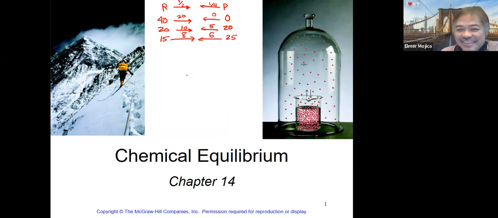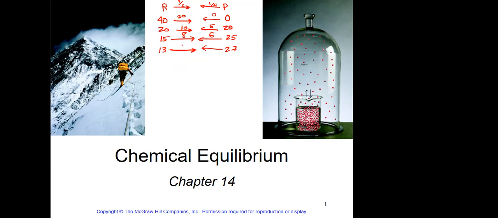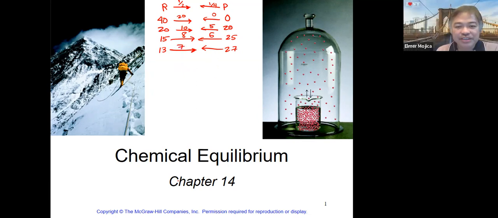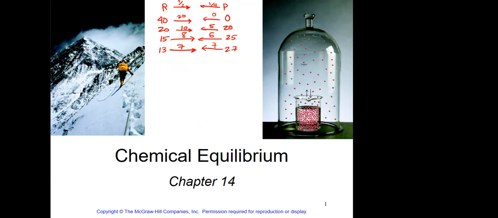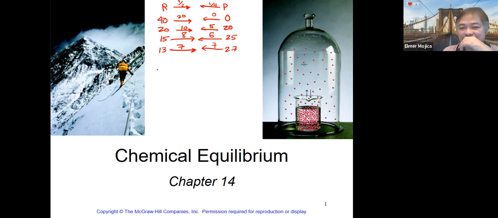So at the end, you lose 8, you gain 6. So this is 13. You lose 6, you gain 8. This is 27. So 1/2 of 13 is 6.5 or 7. And then 1/4 of 27 is around 6 point something, 6.5. Okay, and you round it up, it's 7. So here you now have an equal exchange rate. So this one is 13, this one is 27.